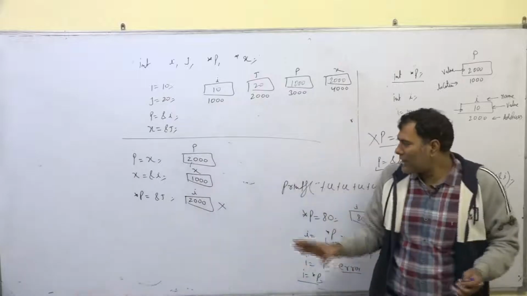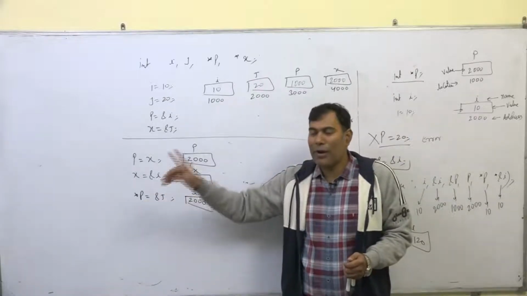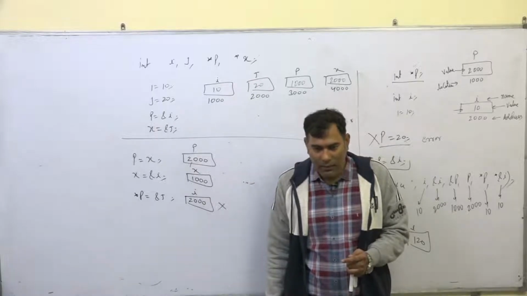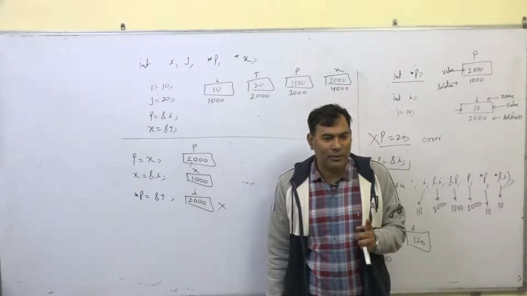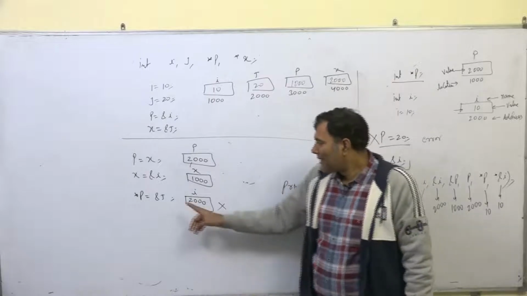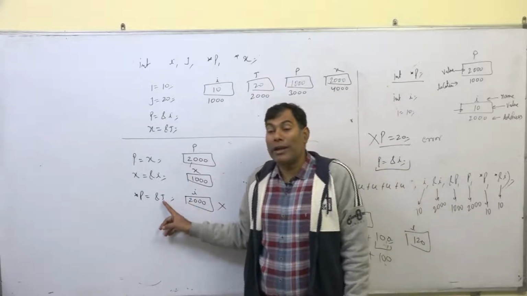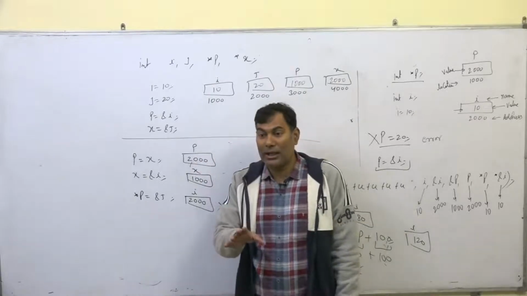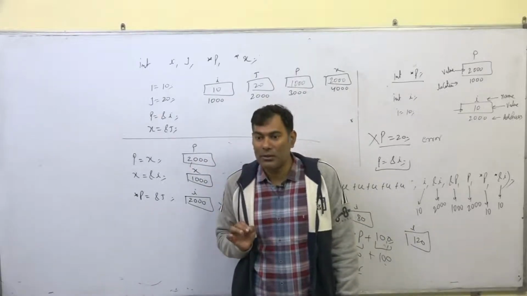You are not going to store in P. You are going to store somewhere else. Clear? So be careful. Got it? So address of J: who can hold the address of J? Only a pointer. It is a pointer.